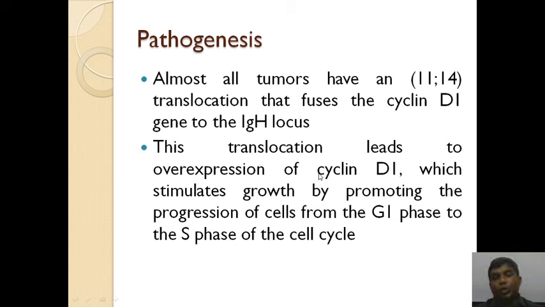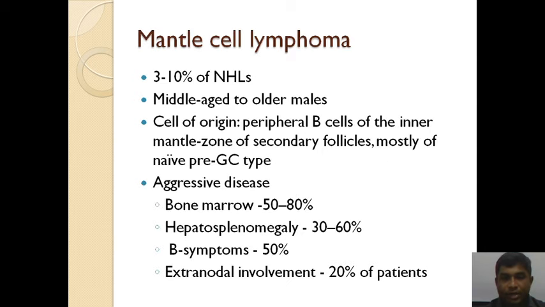So what does cyclin D1 do? It stimulates growth normally by promoting progression of cells from G1 phase to S phase. This is kept in check in normal lymphocytes, whereas overexpression of this leads to uncontrolled stimulation, leading to mantle cell lymphoma. It is a less common CLPD compared to CLL and follicular lymphomas.